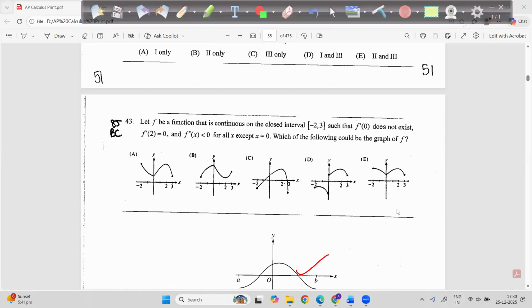Please see the 43rd question. Let f be a function continuous in the closed interval minus 2 to 3 such that f dash 0 does not exist, the derivative does not exist, f dash of 2 equals 0, and f double dash of x is less than 0 for all x except 0. Which of the following could be the graph of f? So they give some conditions.